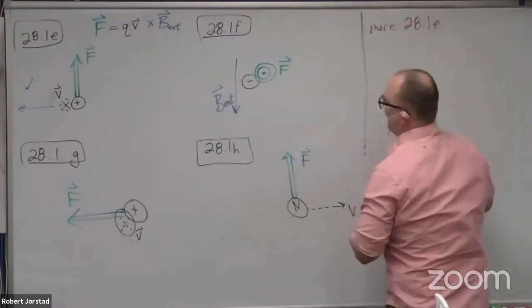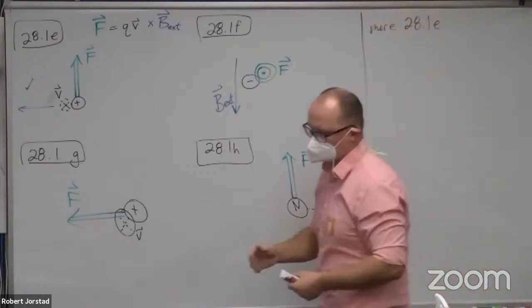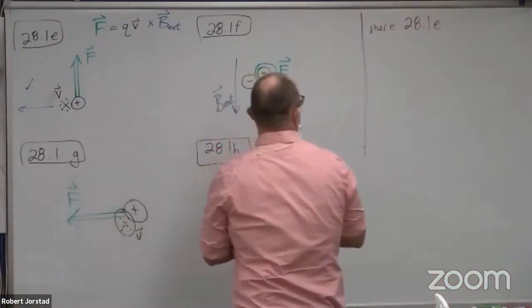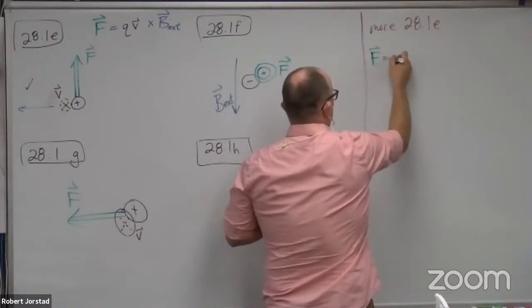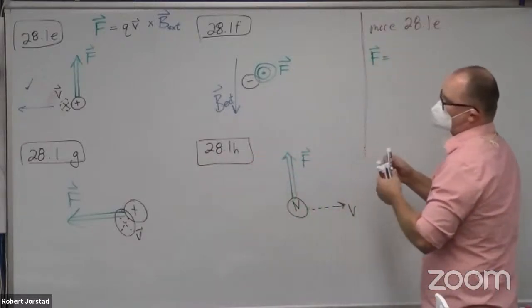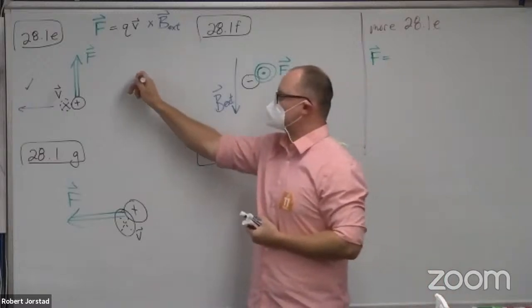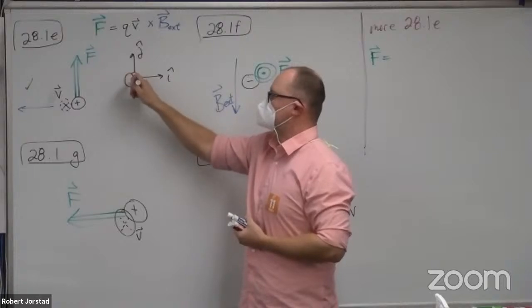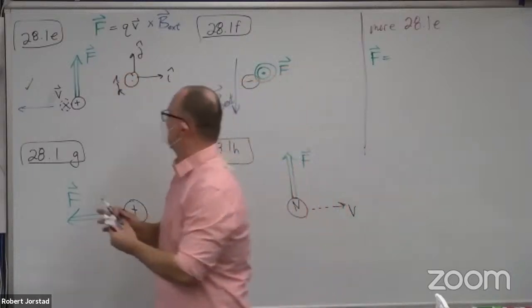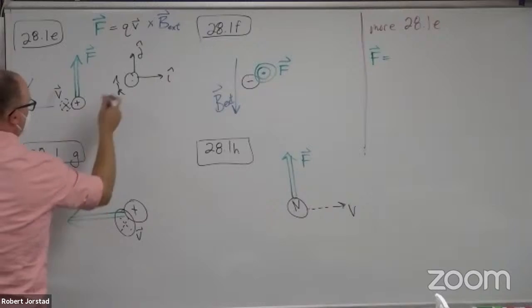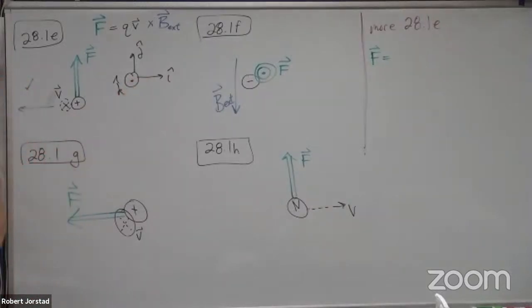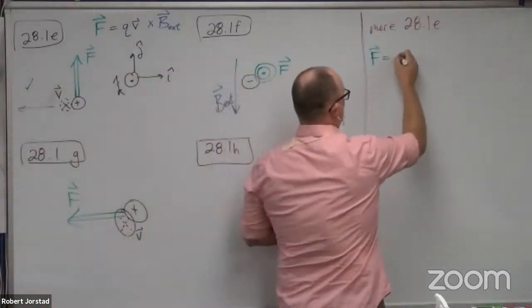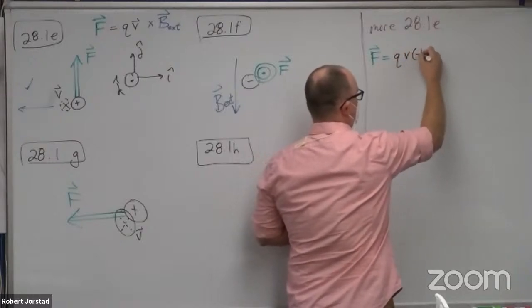28.1e, right? The equation for the force is force equals... if this is our coordinate system, this is I hat and this is J hat, out of the page is K hat. I double check: I goes to J goes to K, looking good. Force is good. In this case, V is, I get Q, V in the negative K hat, agreed?